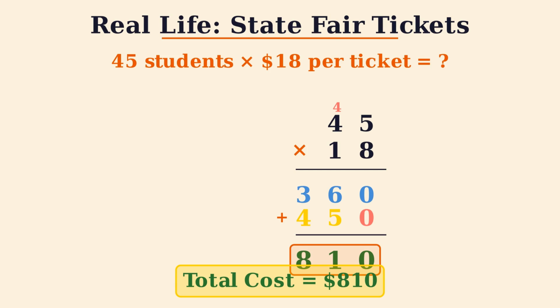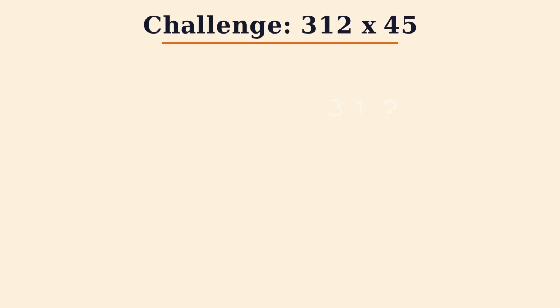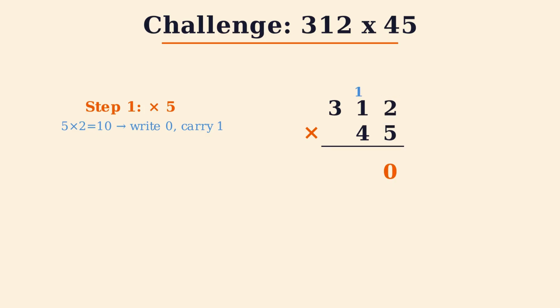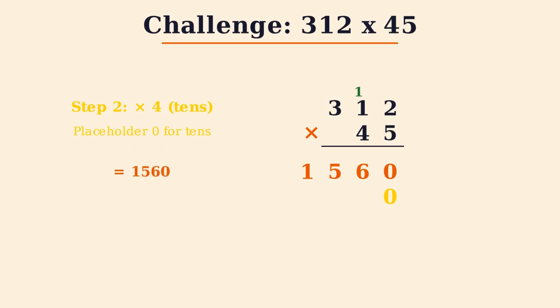Great job. That's real-world multiplication working for you. Ready for the challenge level? Let's multiply 312 times 45. This is a three-digit times two-digit problem. Step 1, multiply 312 by 5. 5 times 2 equals 10. Write 0, carry 1. 5 times 1 equals 5 plus 1 carried equals 6. 5 times 3 equals 15.